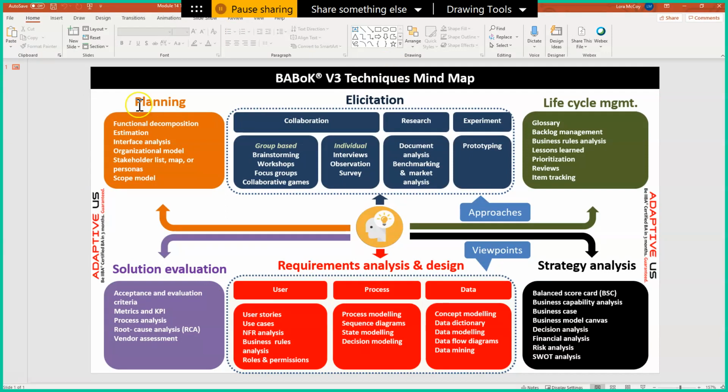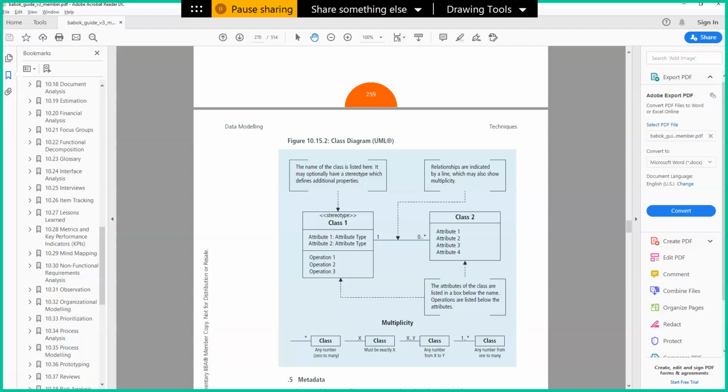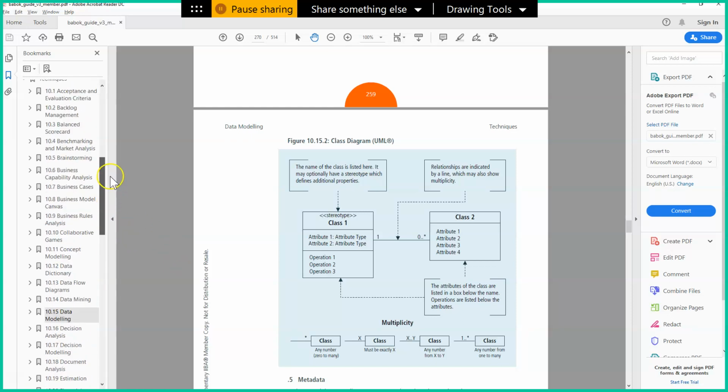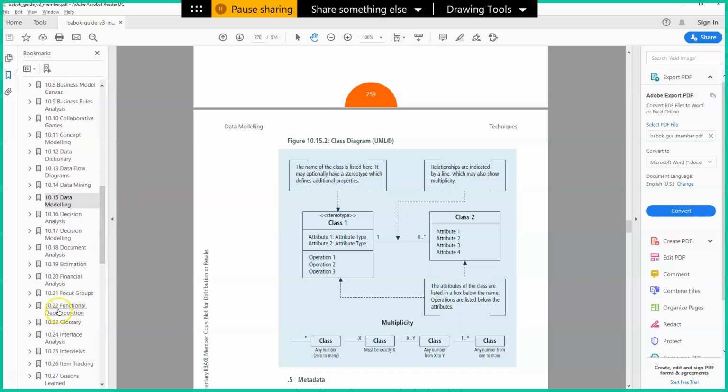One of the things I wanted you guys to be very careful about is that these are not just in planning. Functional decomposition is in planning. It's also in strategy analysis, I believe. If you go look at your BABOK, that's what I was trying to help you understand. Don't memorize this slide. This is only to give you an idea, because these techniques, for example, what was I showing you? Functional decomp?